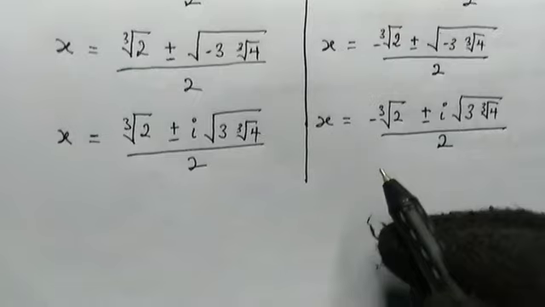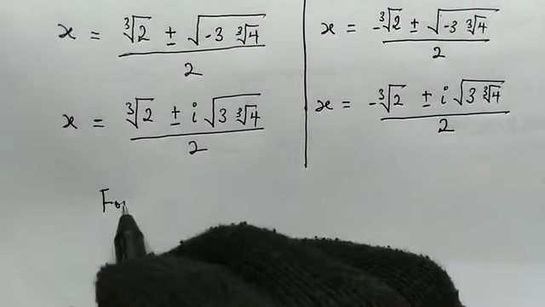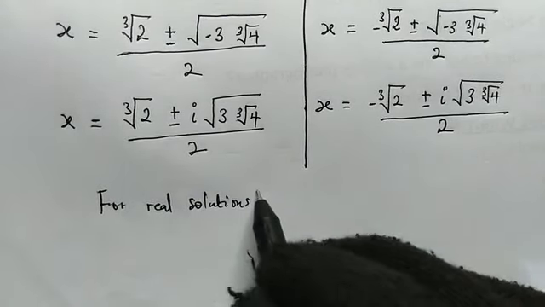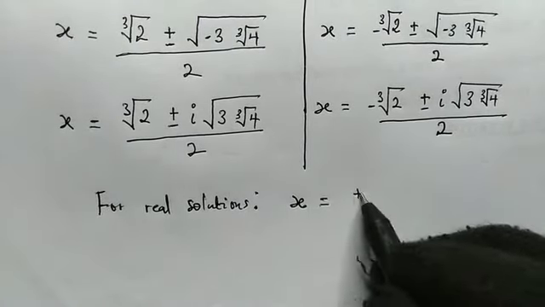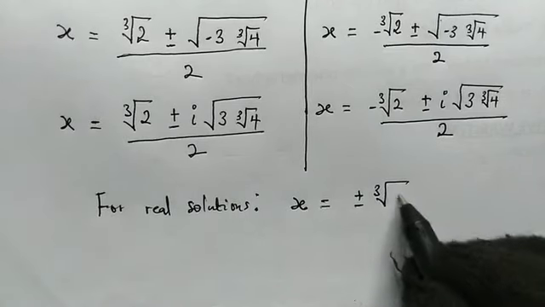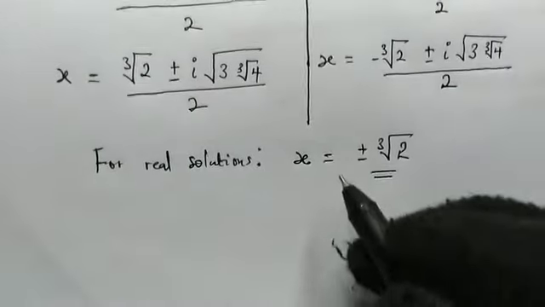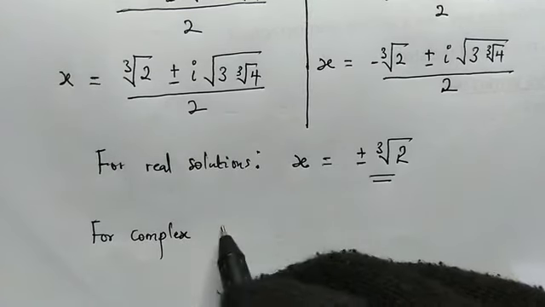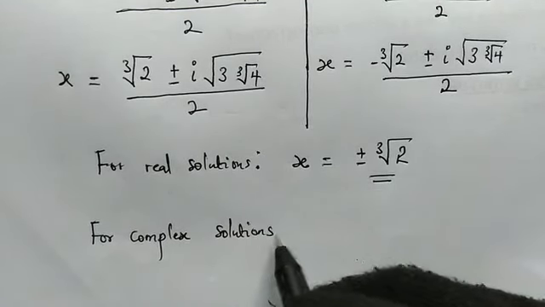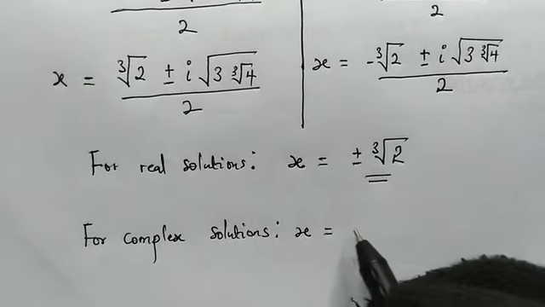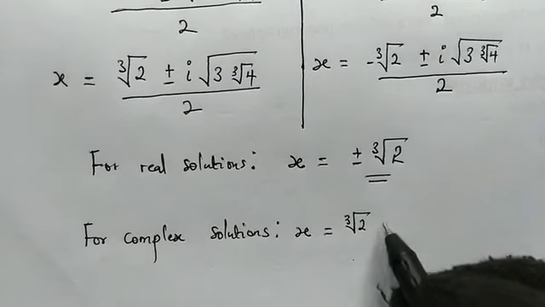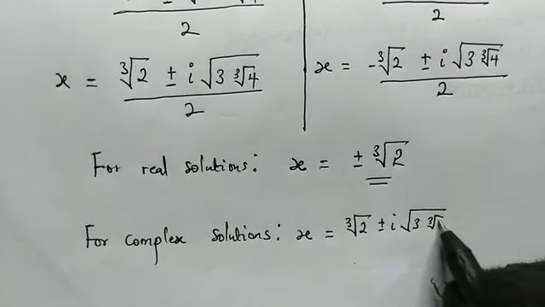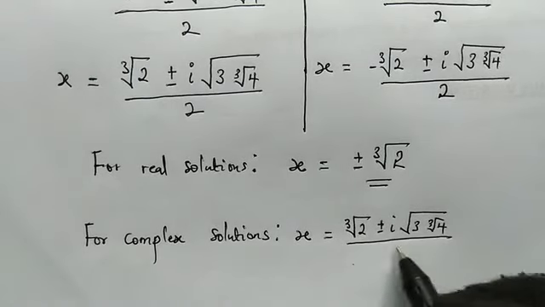So here we come up with the solutions. For real solutions, we get that x is equal to plus or minus the cube root of 2, right? And for complex solutions, we get x is equal to, here we have the cube root of 2 plus or minus iota square root of 3 multiplied by the cube root of 4, then divided by 2.